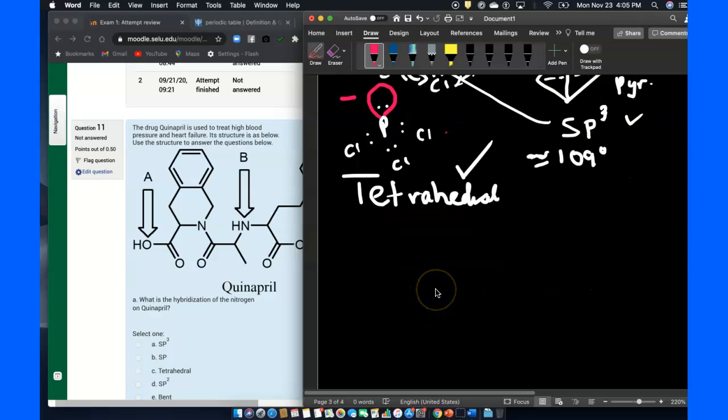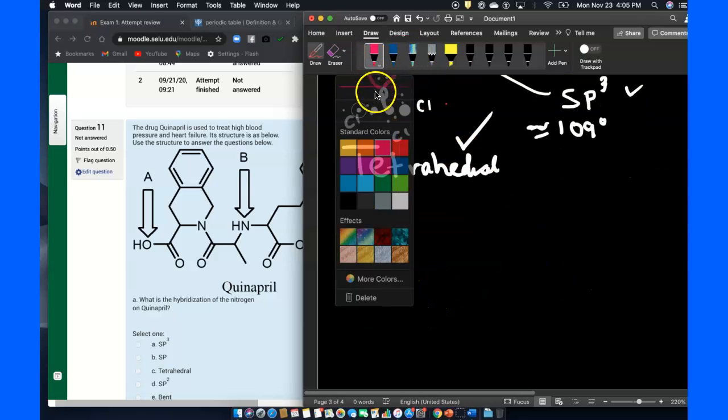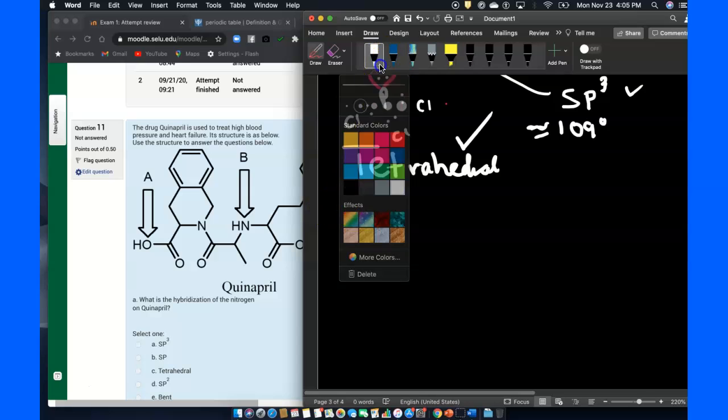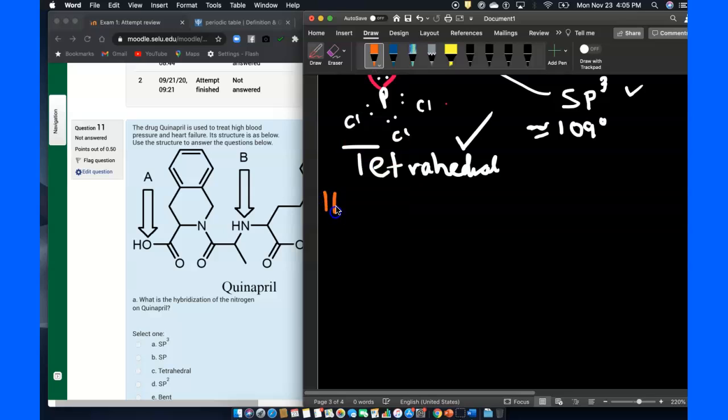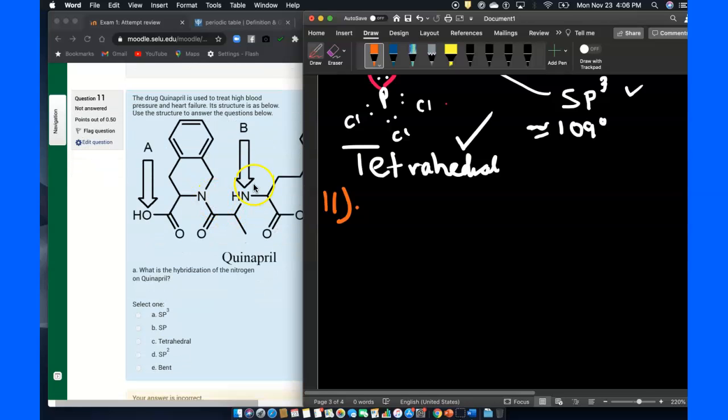Let's look at question 11. Use a different color for phase difference. Okay, question 11. This is a drug called quinapril. It's used to treat high blood pressure and heart failure. Its structure is as shown. What is the hybridization of the nitrogen on quinapril? So we are looking at the nitrogen marked B, not this one, but this one.